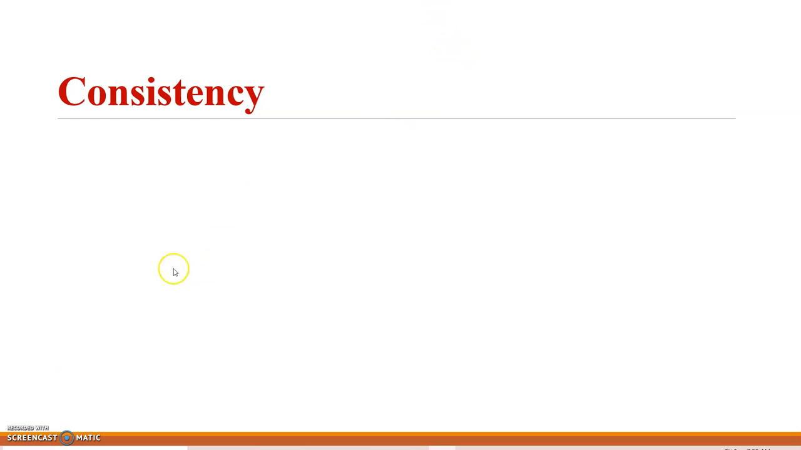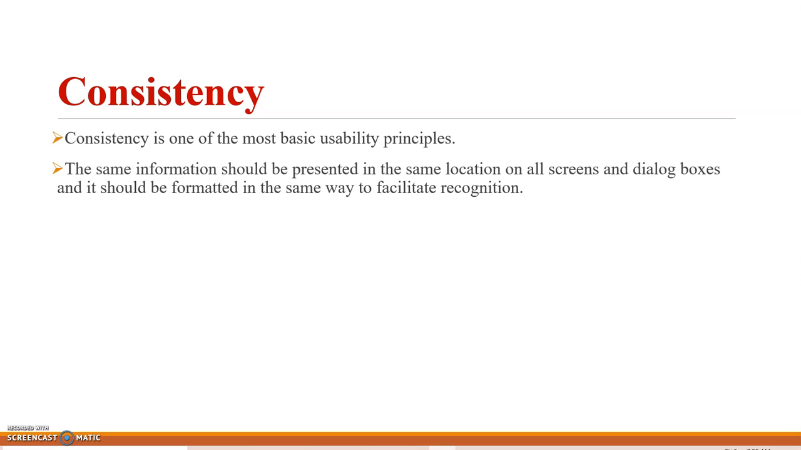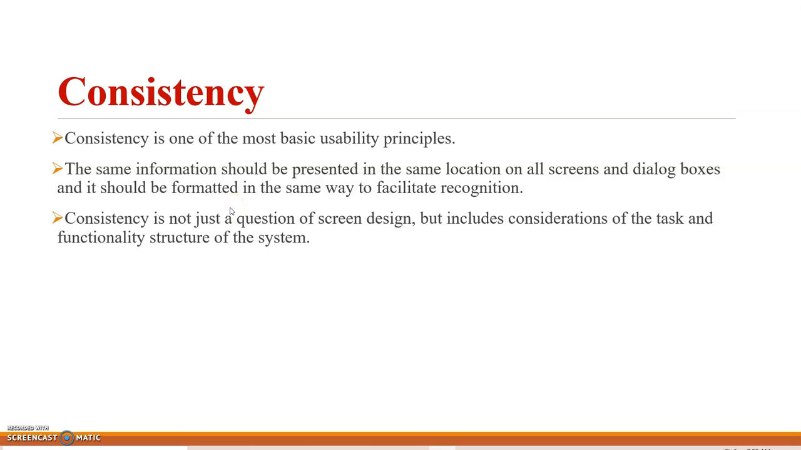The next topic is consistency. Consistency is one of the most basic usability principles. If a user knows that some commands or some actions will always have the same effect, they will remember those things, and it is going to be consistent in your system also. The same information should be presented in the same location on all screens and dialog boxes, and it should be formatted in the same way to facilitate recognition. This is going to help the user use the system more effectively.